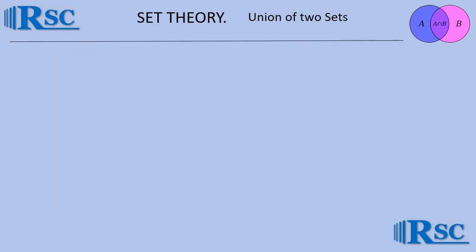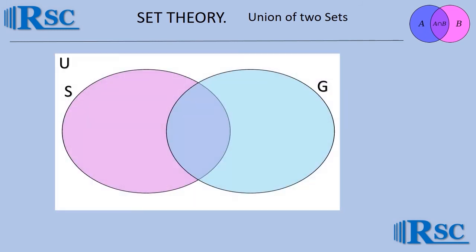Let us assume that in a class, there is a set of students who study Spanish, let's call this set S, and a set of students who study geography, let's say set G. In this class, we shall probably find some students who study Spanish only, others who study geography only, and there may even be some who study both, and so Spanish and geography. This combined group of students is called the union of the sets S and G.